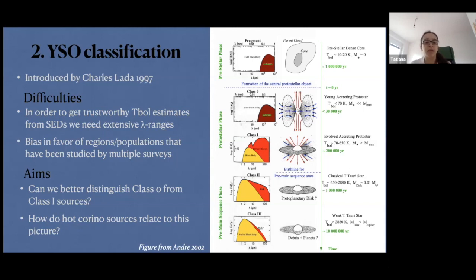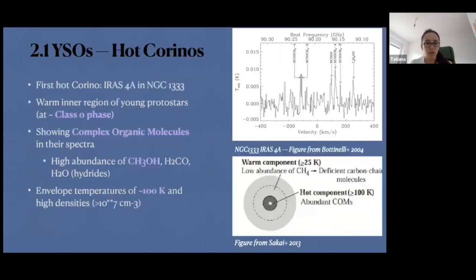I'm also becoming more interested in whether hot corino sources relate to this star formation picture. To introduce hot corinos, the first one reported was IRAS 16293 in NGC 1333, so in Perseus. IRAS 4A is a low mass protostar, and in fact it's a multiple system.